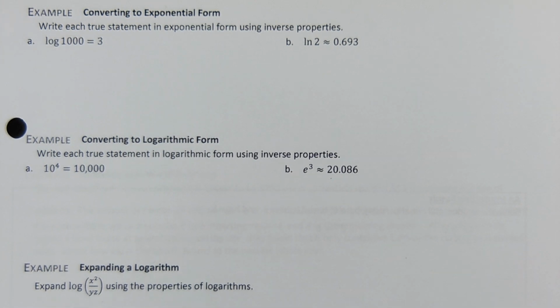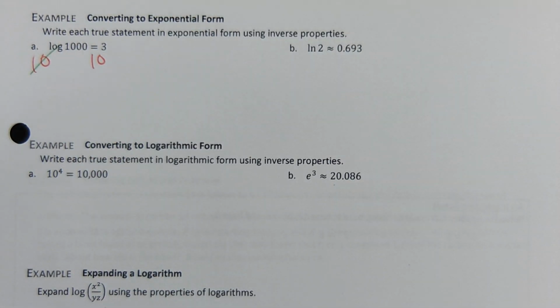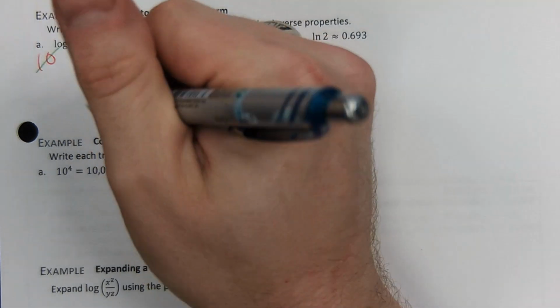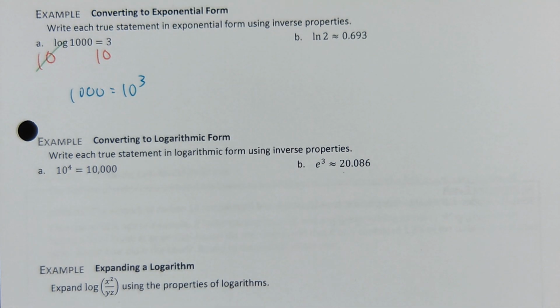So what you're going to do is you're going to put base 10 underneath both the left and right sides. And now we have 1,000 is 10 to the third. Very simple. That's it.